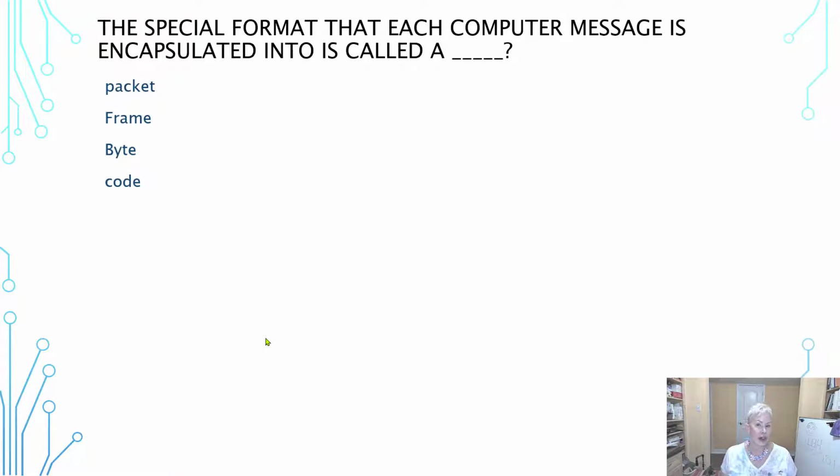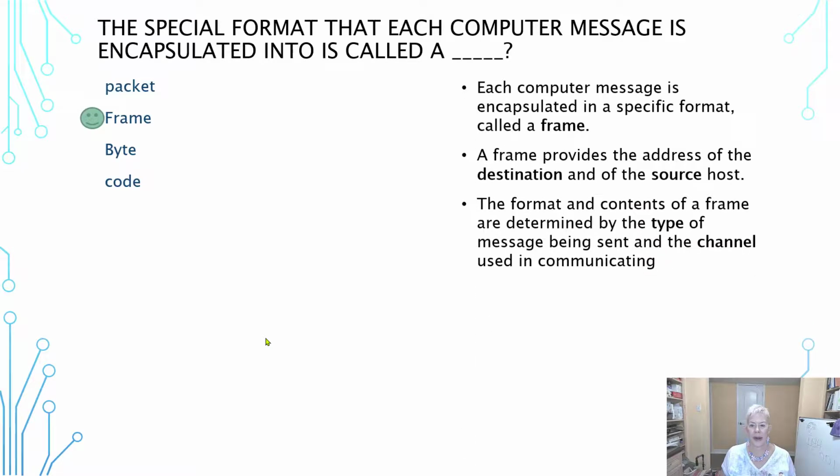This question is to check to see if you are keeping track and taking notes. The special format that each computer message is encapsulated into is called a what? A packet, a frame, a byte, or a code. Now, hopefully this is easy for you because really we haven't touched on packets, I don't think. We have talked about frames. We've talked a little bit about bytes probably in class, and I've never heard of anything just referred to as a code. Did you get frame? If so, you got it right.